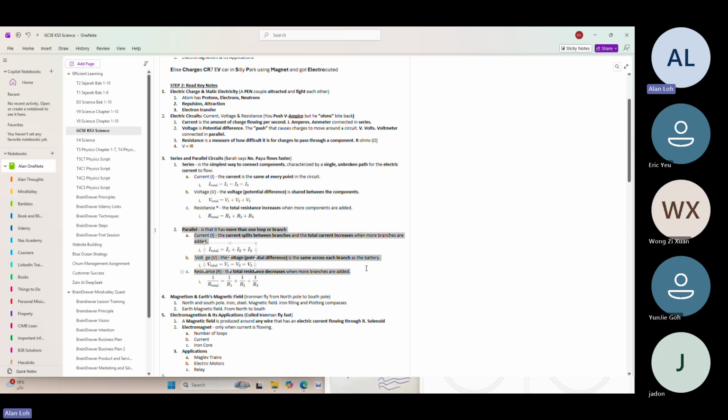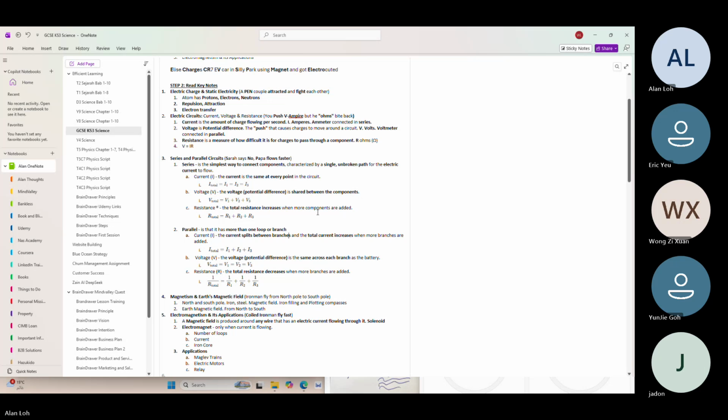Parallel, so Papa flows faster. When your mommy says no, Papa runs away, right? And I did not say run away intentionally, because flow represents the current, right? So in parallel, the total current increases as more branches are added, which is a positive thing, right? So that is the story for drawer number 3.